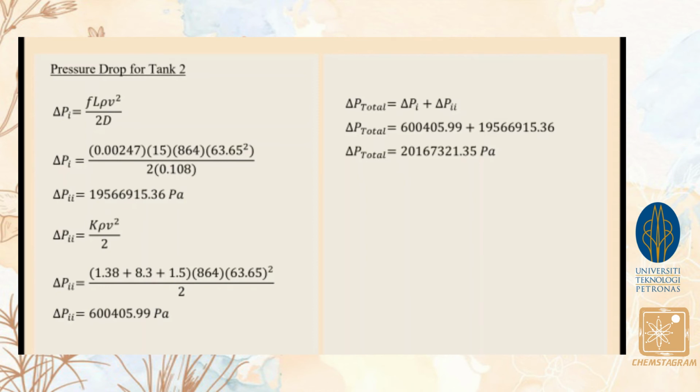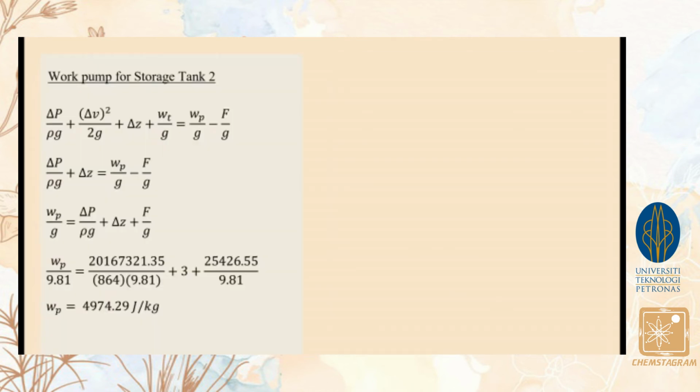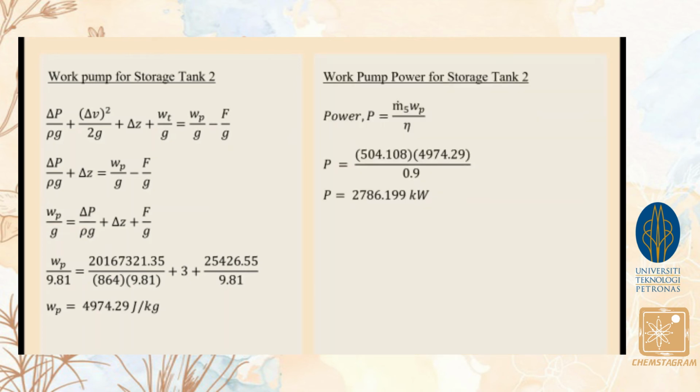20167321.35 Pascal. Work pump for storage tank 2 can be calculated using the Bernoulli's equation for pipeline system. We can simplify the equation by cancelling the velocity head and turbine head. Therefore, we will get a value of 4974.29 joule per kg. Using the work pump, we can calculate the work pump power using power equals mass flow rate of stream 5 times work pump over pump efficiency of 90%. The work pump power is 2786.199 kilowatt.